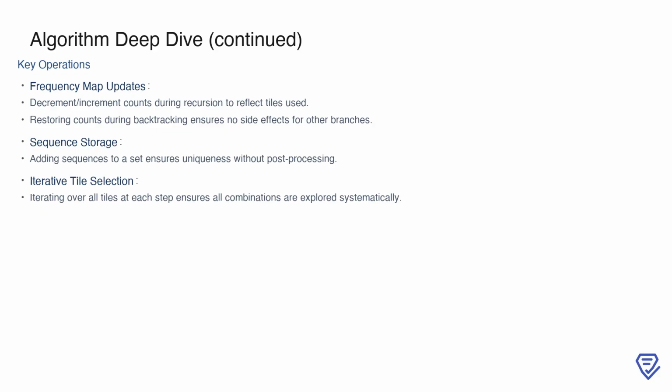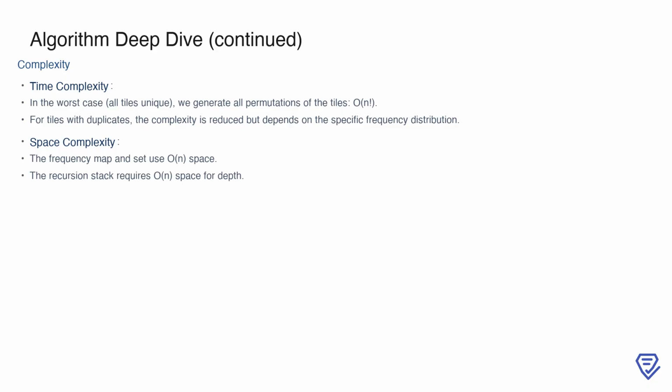Second, the use of a set to store sequences ensures that only unique combinations are retained. This eliminates the need for post-processing to remove duplicates. Finally, the iterative selection of tiles at each step guarantees that all possible combinations are explored systematically. By iterating over the tiles and deciding whether to include each one, the algorithm ensures comprehensive coverage of the solution space while maintaining efficiency. Let's wrap up by analyzing the complexity of this approach.